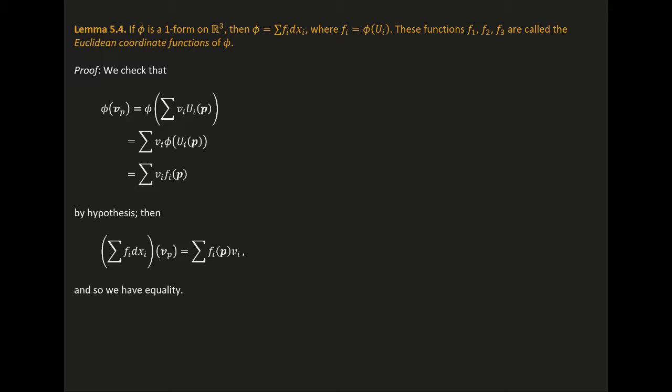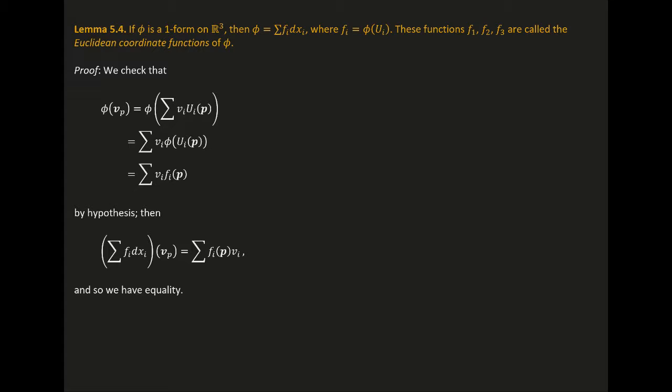We use the linearity of phi so that the vi's can be brought out of the sum, outside of phi, and then we just consider phi of the ui's at p. Since we've defined phi of ui to be equal to fi, we can replace it as such so that our sum becomes the sum of vi fi of p. This is all by our definition of phi.